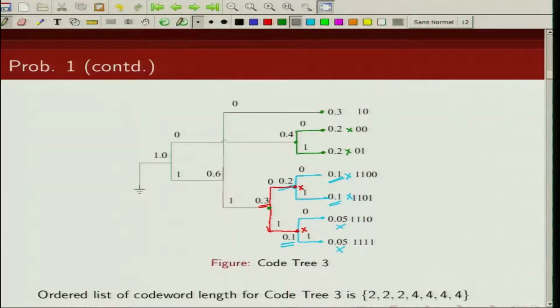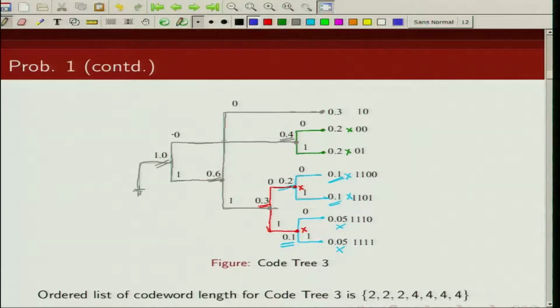So my active nodes here are this one with probability 0.3, this one with probability 0.4, and this one with probability 0.3. Again, combine these two nodes, I get a new node with probability 0.6, and I have another node with probability 0.4. I join them and create my root node, which has probability 1.